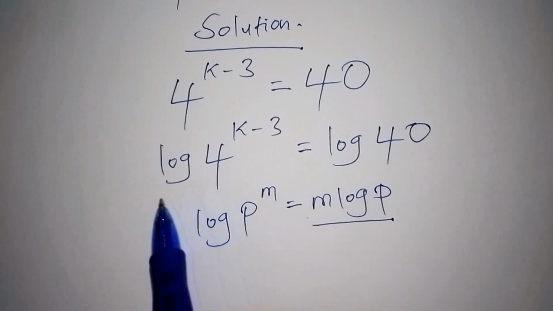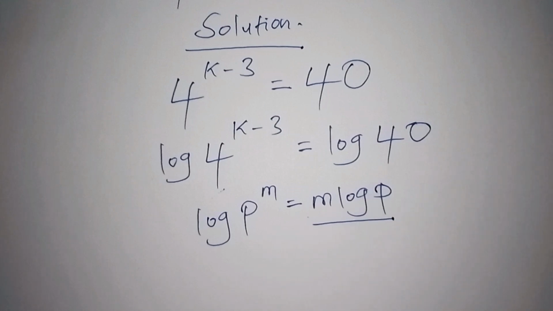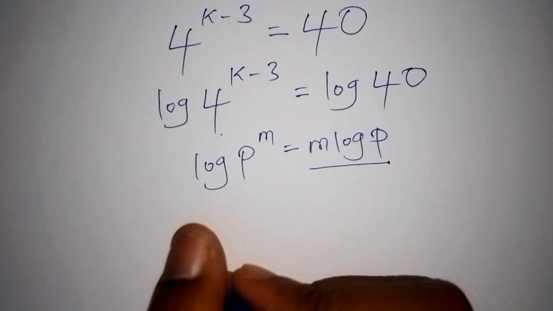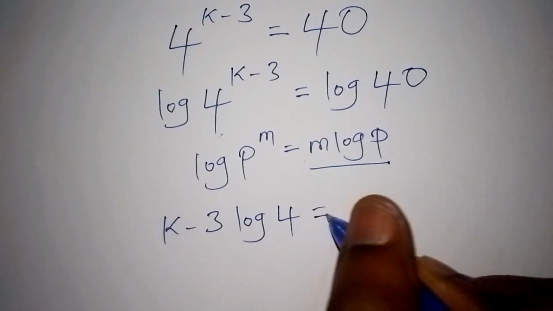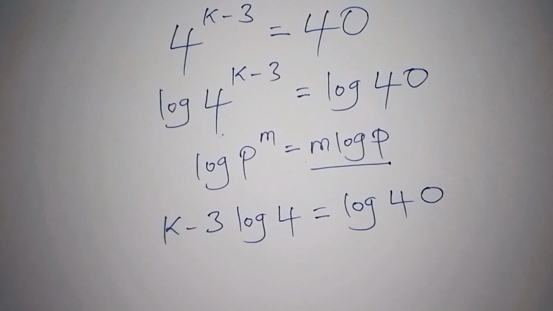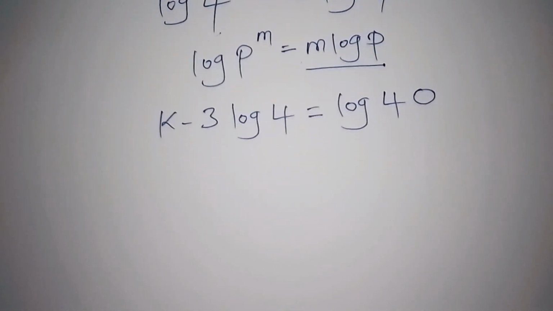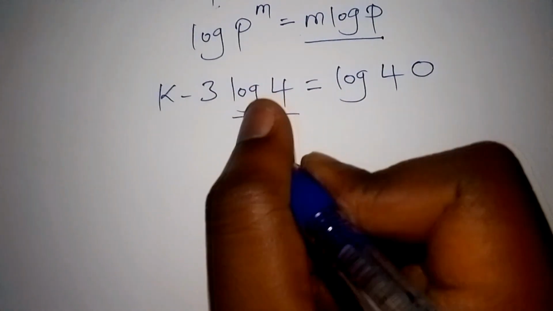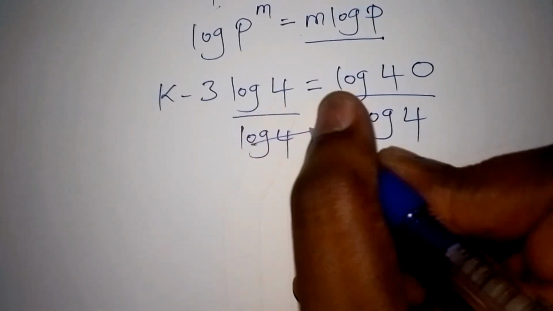So let's express the log of 4 to the power of k minus 3 in the form of m log p. We shall now end up with k minus 3 times the log of 4 equals the log of 40. We want to remain with k minus 3 on this one end, so we shall now divide both sides of the equation by the log of 4. So the log of 4 and the log of 4 cancel.